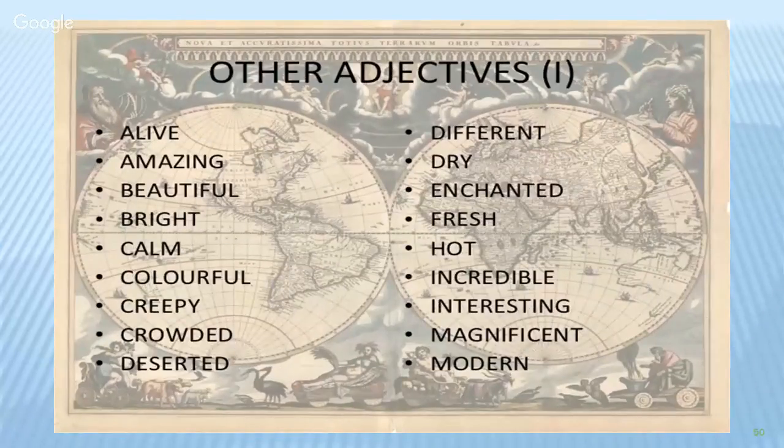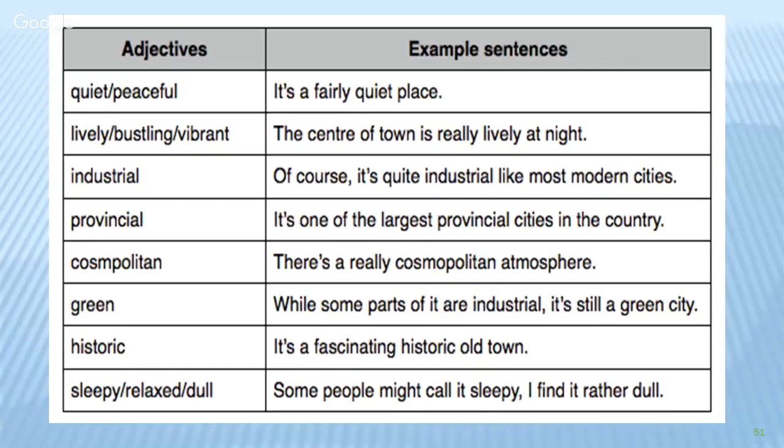Other adjectives about the place: it's alive, amazing, beautiful, bright, calm, colorful, creepy, crowded, deserted. Deserted means there are not many people there. It's very quiet, not many people. Different, dry, enchanted, fresh, hot, incredible, interesting, magnificent, modern. These are some of the adjectives that you can use.